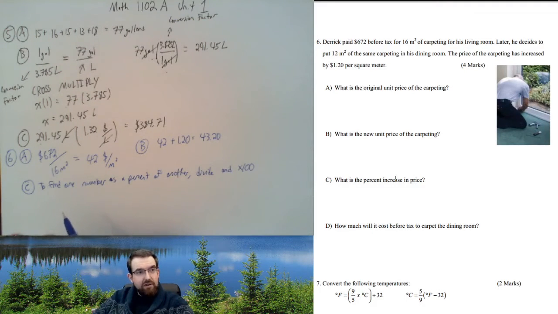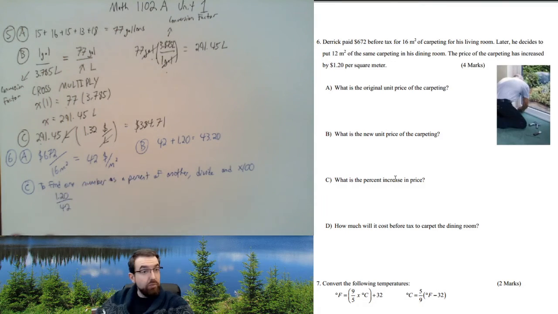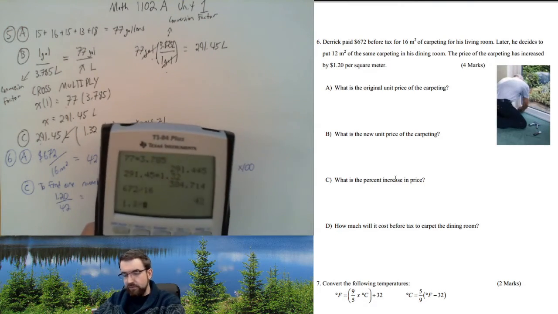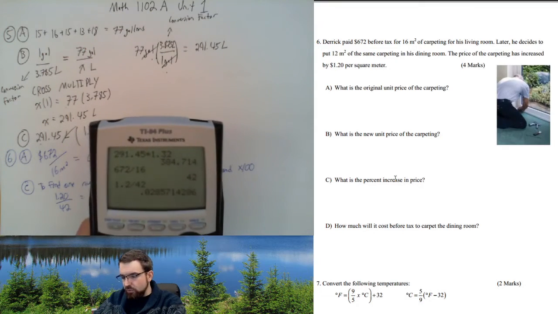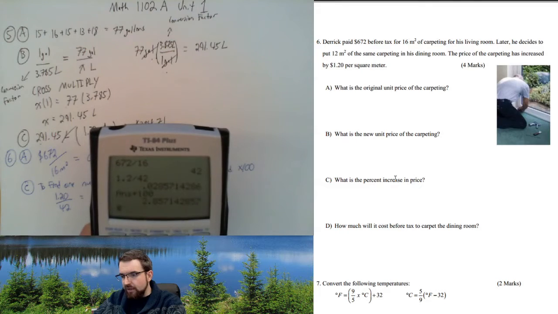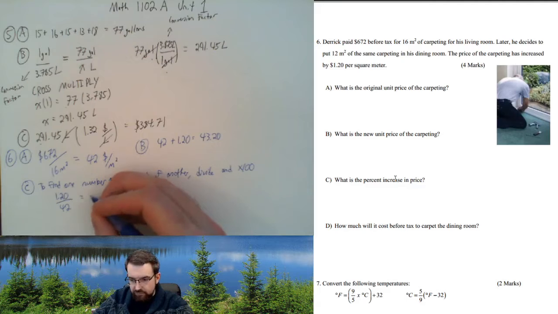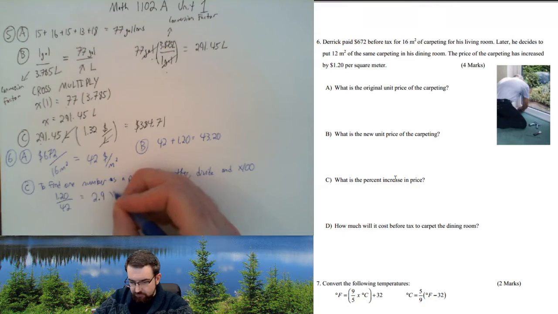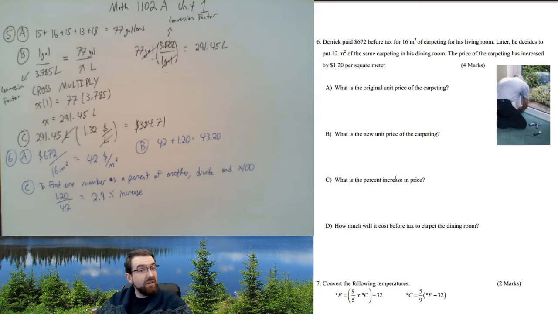So here, what is the percent increase in price? Well, we have to find what $1.20 is as a percent of the original price, because that's how we determine what percent it went up by. So it's going to be $1.20 divided by 42. So 1.2 divided by 42 is going to give us 0.02 whatever, times it by 100 because we want our percent. So we see it's about 2.9%. So roughly about a 3% increase in price.